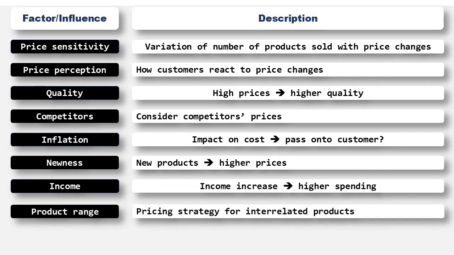Product range. If a product sells interrelated products, they will need to think about the pricing strategy across the range of products rather than item by item.